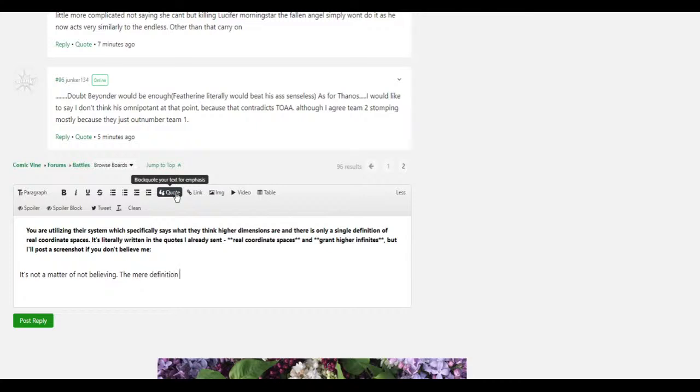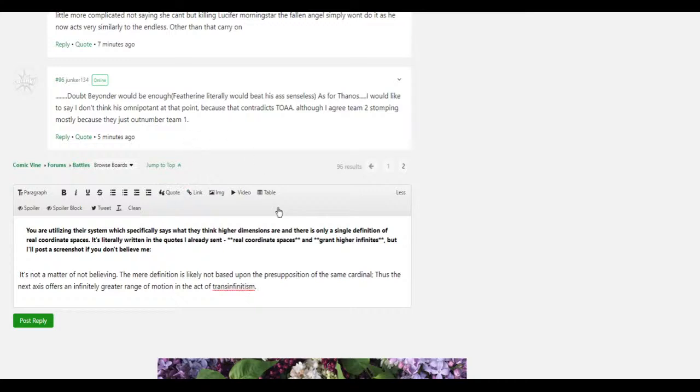The mere definition is likely not based upon the presupposition of the same cardinal. Thus, so right here, as I said here, it's not a matter of not believing. The mere definition is likely not based upon the presupposition of the same cardinal. Thus, the next axis, or as I should say, based on what he said, bisection?